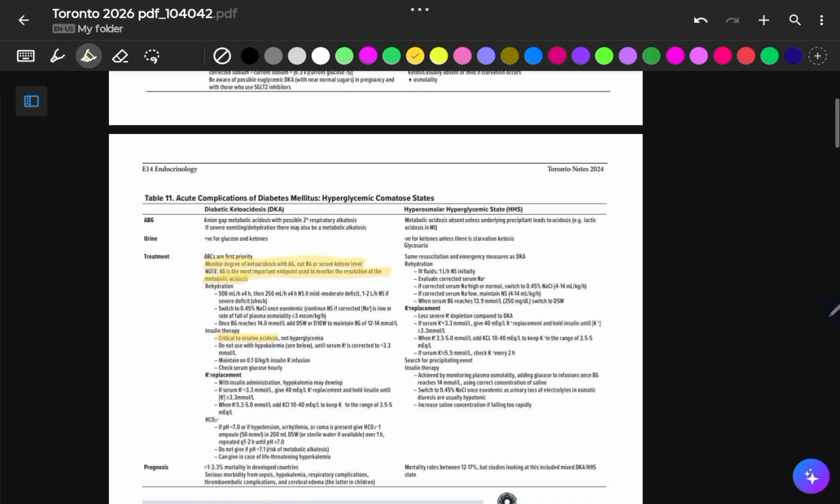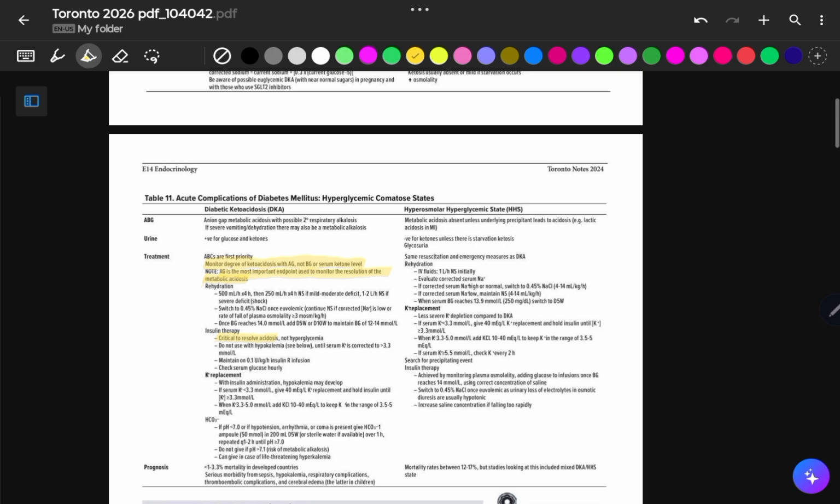So what are you going to do for insulin therapy? You need to maintain on 0.1 units per kg per hour. What insulin are you giving? You're giving regular insulin, because remember that regular insulin is the only insulin that you can give IV. So you give an infusion, maintaining 0.1 units per kg per hour. You put it in a bag of normal saline and run it as an infusion. Then you need to check the serum glucose hourly. The moment the blood glucose is 14, remember to now give the patient dextrose. Now I'm going to potassium replacement with insulin administration. Hypokalemia may develop. So if your serum potassium is less than 3.3, just to recap, what are you going to give? You're going to give 40.